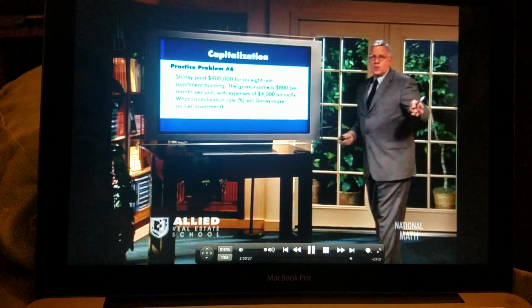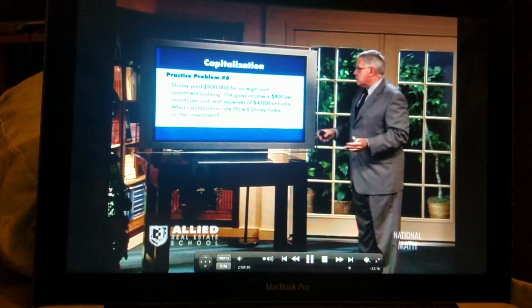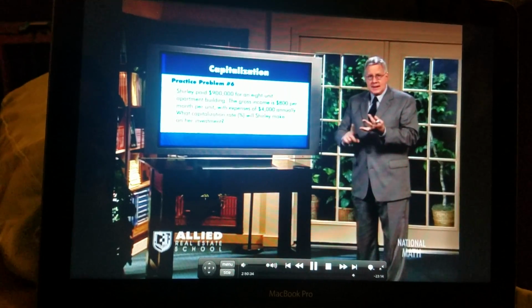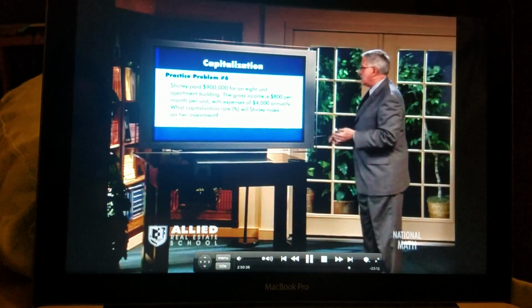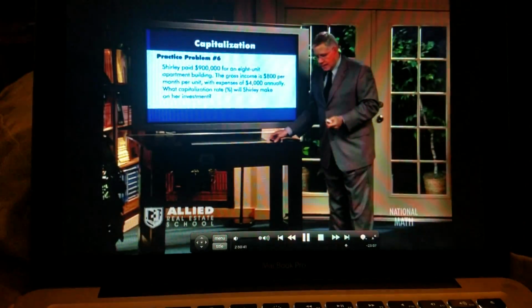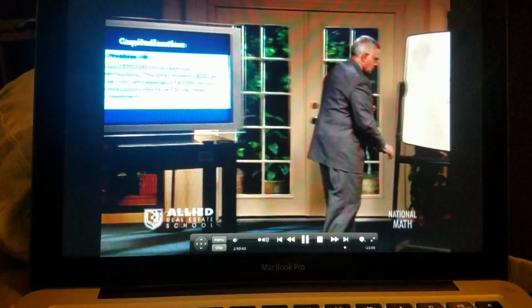So this looks like a cap rate problem, doesn't it? And this time we're looking for the cap rate, which means it has to give us the NOI and the value of the property. So, does it give us a value? She paid $900,000 for it. You bet. So we can start filling in our circle here.